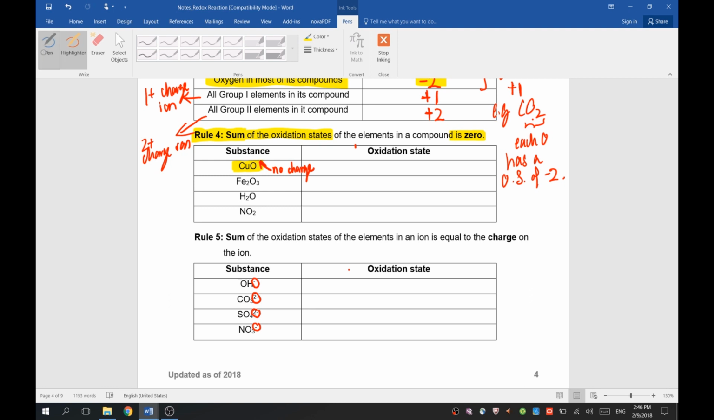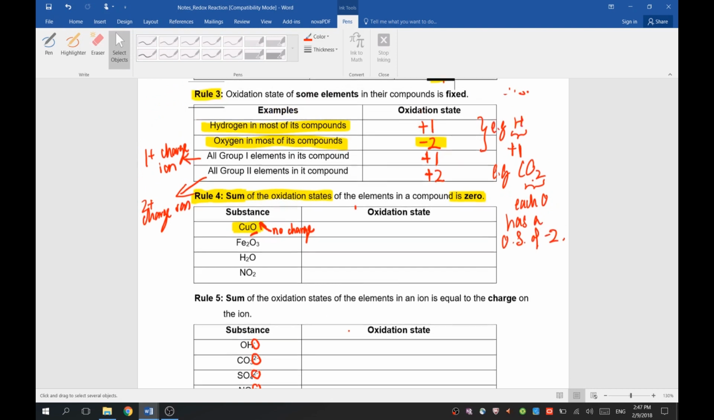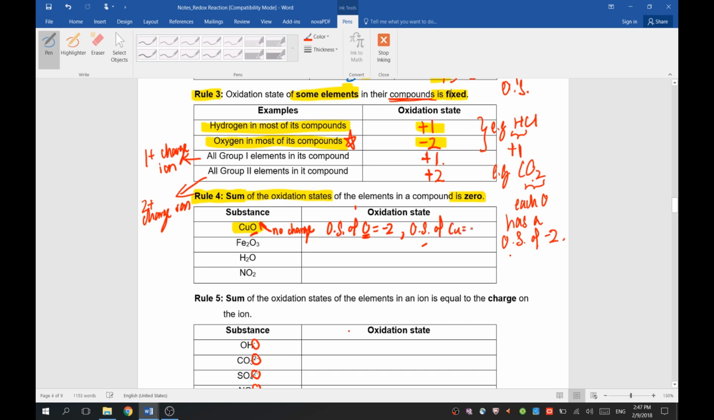Now, what do I mean by that? If you look at copper 2 oxide, there's an oxygen inside. If you try to recall in rule 3, it tells you that oxygen in most compounds has an oxidation state of -2. Because there's no charge, this oxidation state must be balanced by the other oxidation state, which allows you to conclude that the oxidation state of copper is actually +2, because with a +2 and a -2, you end up with 0.